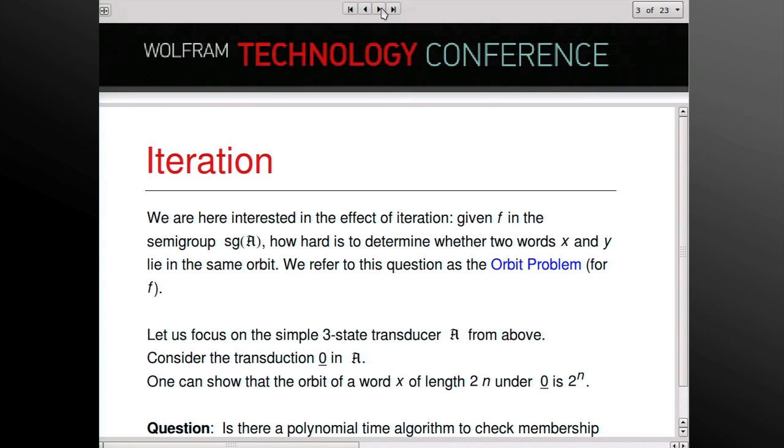Now, since these are length preserving, in a sense the question is trivial. You can just enumerate the orbit and check whether the other word ever appears. But it's not very hard to see in the example that I showed you that if you start from a word of length 2n and you iterate these functions, what you get is an orbit of size 2 to the n. It's exponential. And so if you apply the brute force algorithm, it will take an exponential amount of time to check whether another thing appears in the orbit.